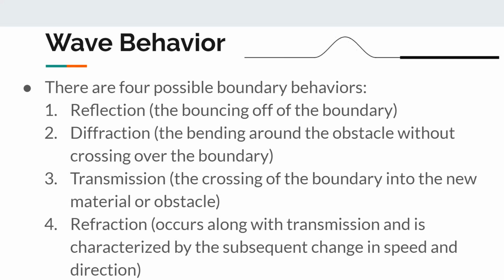And so there are four possible boundary behaviors. We focused on reflection yesterday, but we did also mention these others. You can have diffraction, where the wave bends around the obstacle without crossing over it or through it. Transmission, where it goes through it. And when transmission happens, you can also have refraction, because the wave's going to have different properties as it travels through these different materials, and that can cause a change in its speed, a change in its direction, a change in its wavelength. All of those things can happen whenever you see refraction.